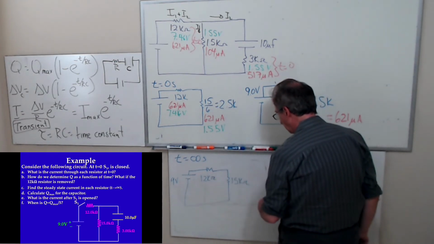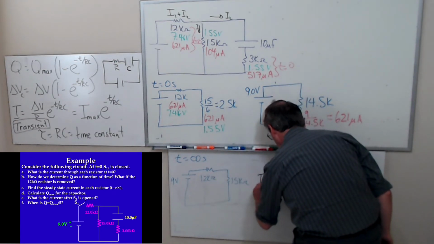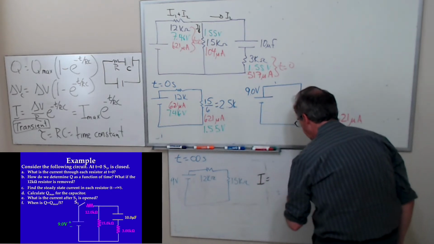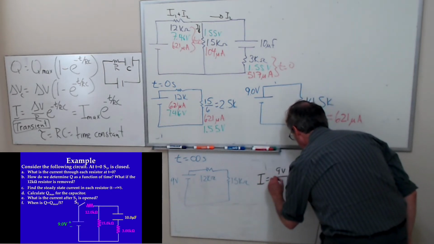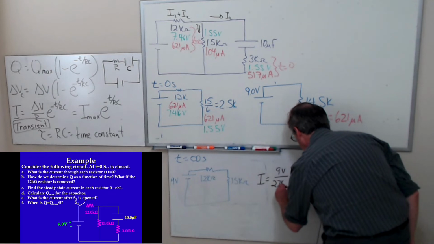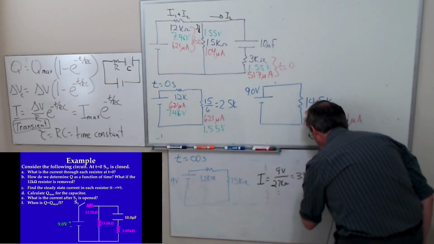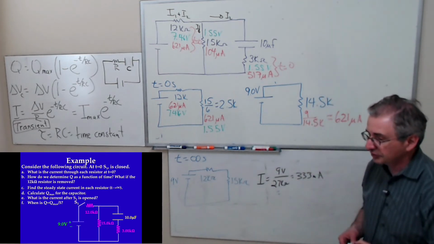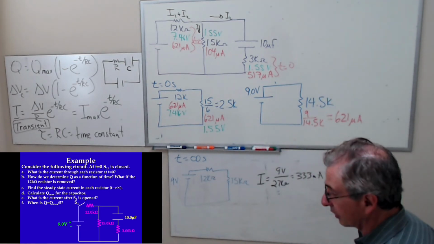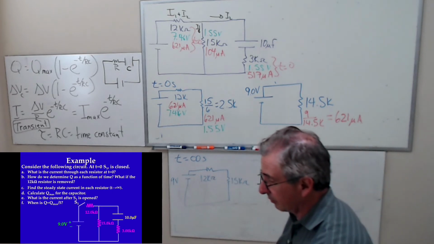What's 15 plus 12? 27. Both resistors have 333 milliamps going through them.